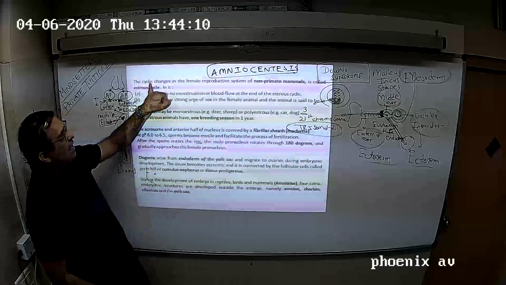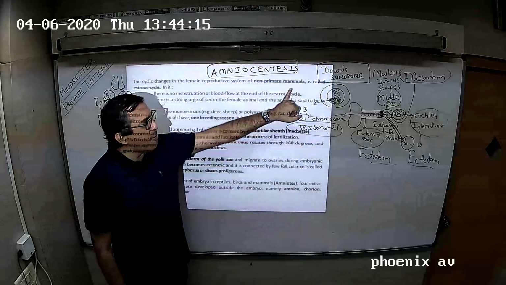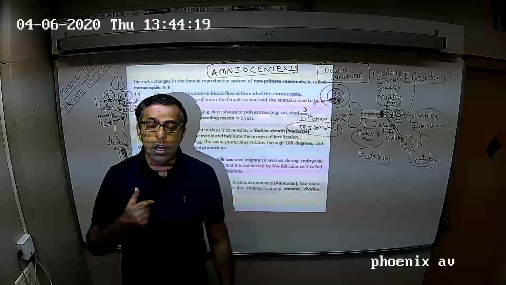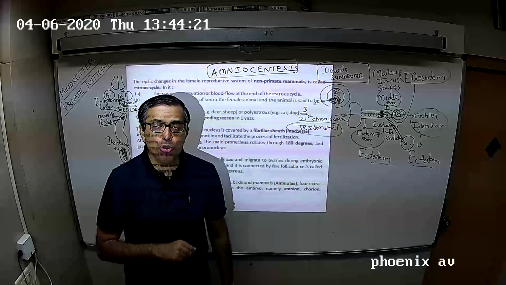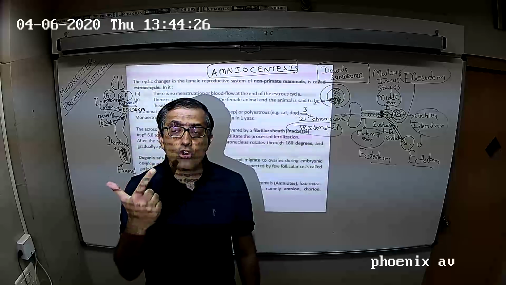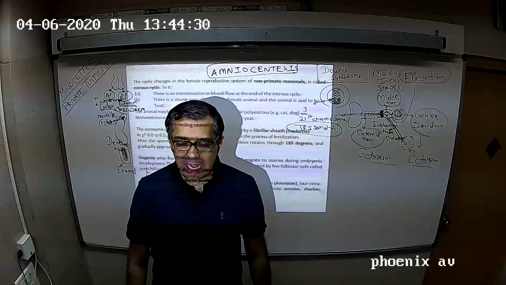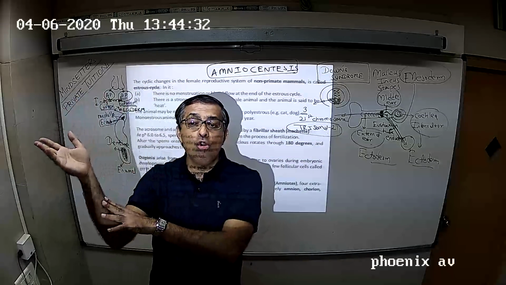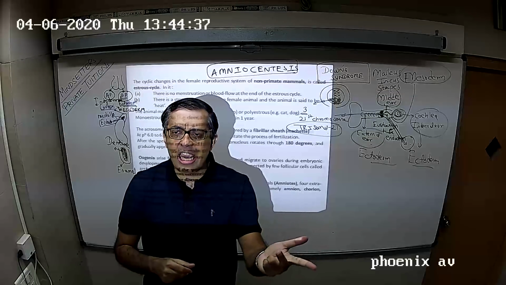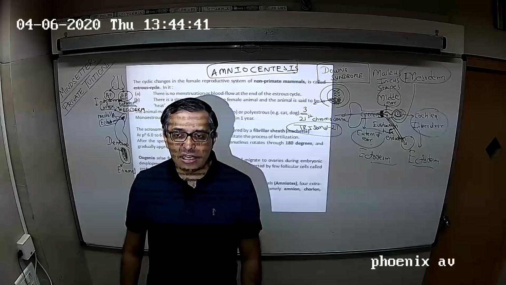And there are cyclic changes in the female reproductive system of non-primate mammals, which is called estrus cycle. So sir, हममें menstrual cycle था. If you remember in primates, apes, humans and monkeys, we show menstrual cycle. But in other non-primate animals, cows, deer, sheep, lions, etc., they have something called estrus cycle.